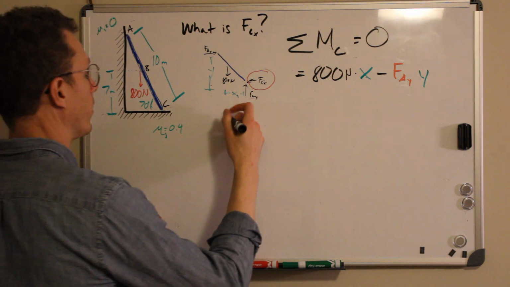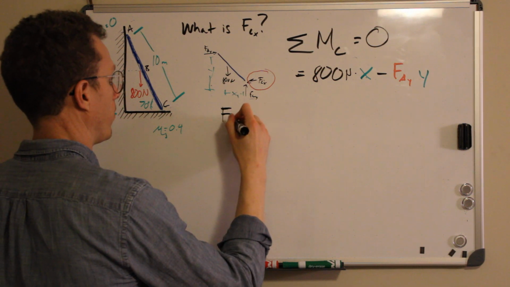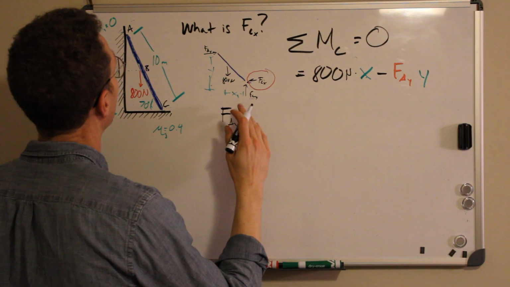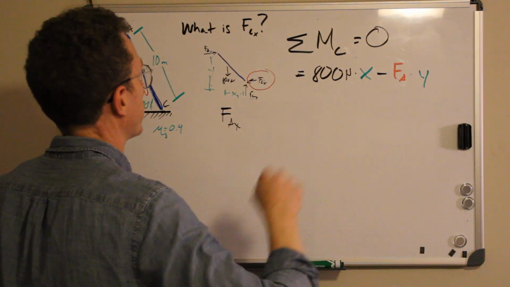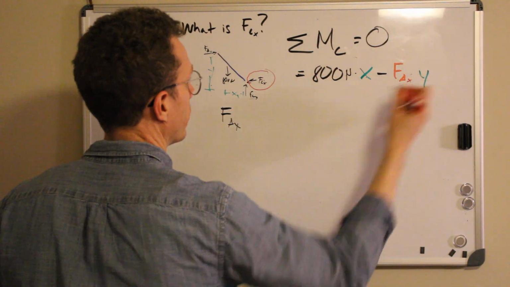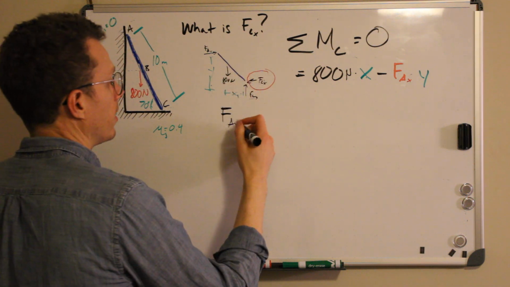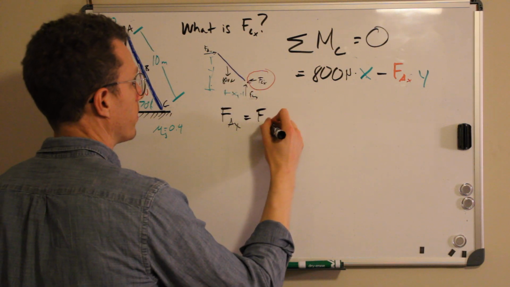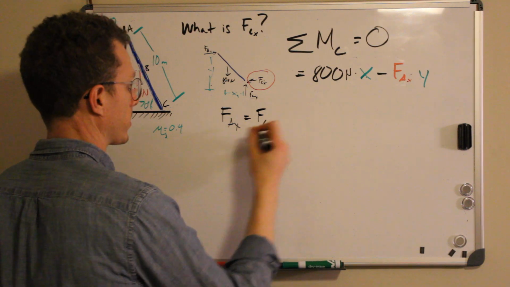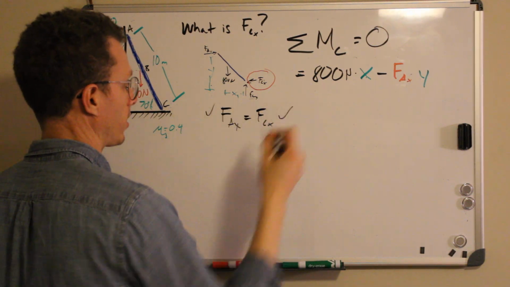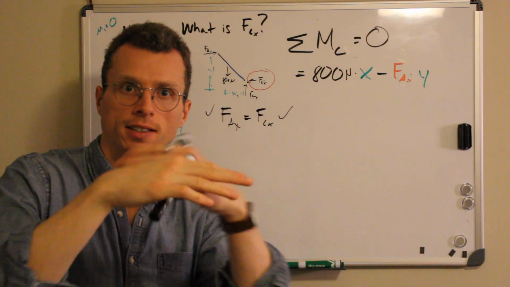So let's just write that as a premise. F of A of Y. This is actually F of A of X, because it's in the X direction, folks. We wouldn't be talking about it otherwise. F of A of X equals F of C of X, right? Check, check, check, check. Makes sense. Equal and opposite, guys. Newton's third law. Look it up.